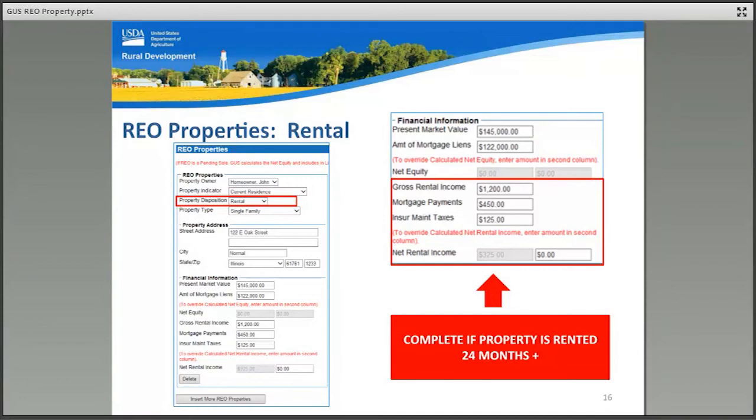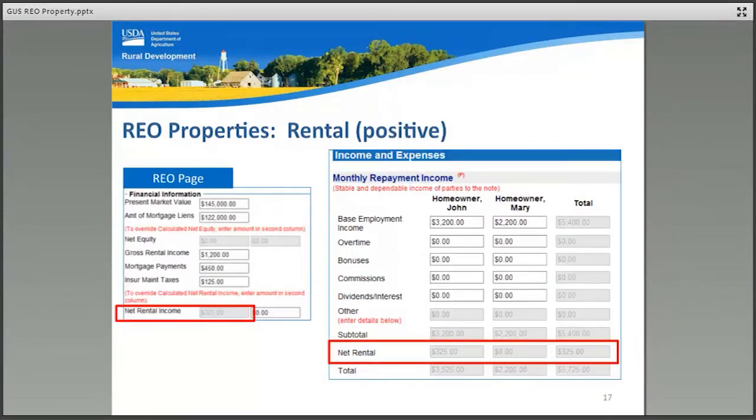Here's a tip. Only positive net rental income received for 24 months or more may be determined as stable and dependable income for repayment purposes. If the rental income has been received for less than 24 months, users should not complete the gross rental income, mortgage payments, or insurance, maintenance, taxes data fields.